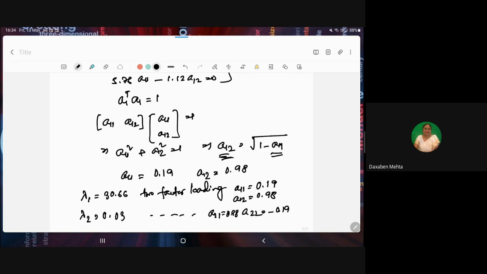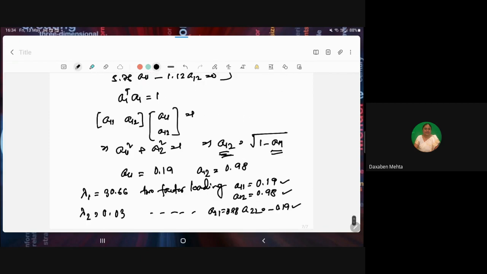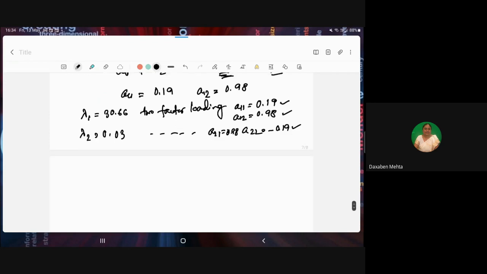So I'm not looking into what the answers are, but these are the ways to interpret the results. So the principal components. The first principal component is what? That is 0.19, the value of A11, into the first variable x1 plus 0.98 into the second variable, x2. And similarly, Z2 is 0.98 x1 and minus 0.19 x2. These are the two principal components we actually get.